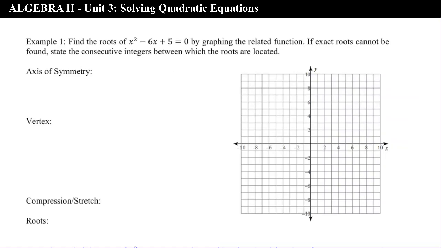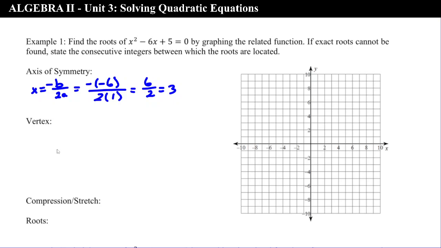All right, so let's do a couple of examples here to talk about how we're going to find what our solutions are. For this first one, we are given x squared minus 6x plus 5 equals 0. Well, this is standard form, and the first thing we want to find is our axis of symmetry. We can do that by using negative b over 2a. Our b in this one is negative 6. Our a is 1. And so we end up getting 6 over 2, which happens to be 3.